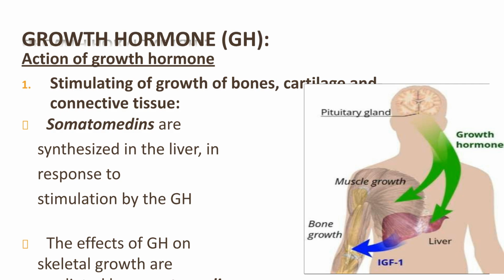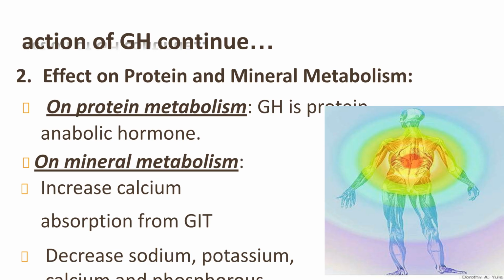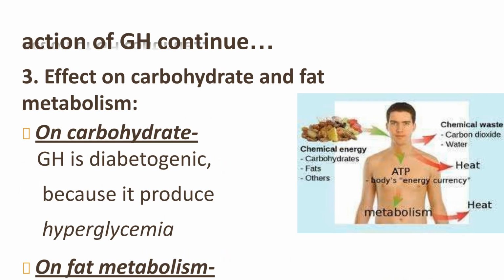The pituitary gland consists of the anterior lobe, or adenohypophysis, and the posterior lobe, or neurohypophysis. The anterior lobe produces hormones like growth hormone, prolactin, TSH, ACTH, FSH, and LH. The posterior lobe produces vasopressin and oxytocin. The intermediate lobe produces melanocyte-stimulating hormone. Let's focus on the anterior pituitary hormones.